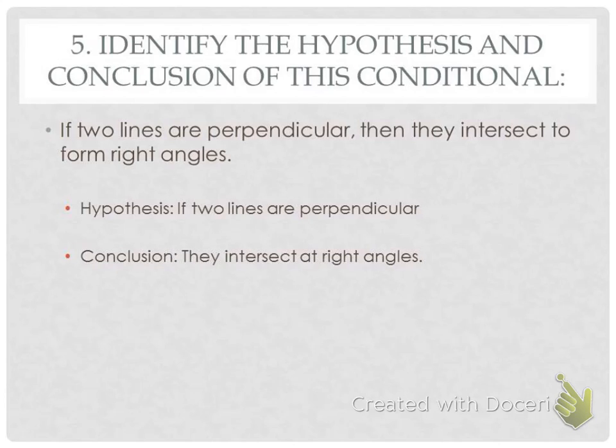Number 5, identify the hypothesis and conclusion of this conditional. Okay, our conditional is if 2 lines are perpendicular, then they intersect to form right angles. Looking back, the hypothesis comes after our if, so the hypothesis would be 2 lines are perpendicular, and our conclusion comes after then, so it would be they intersect at right angles.